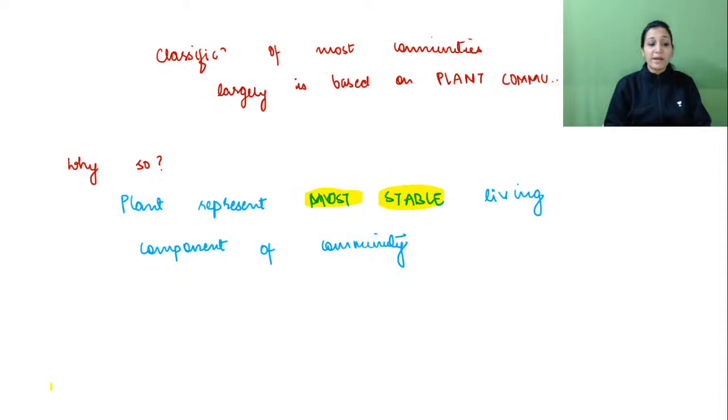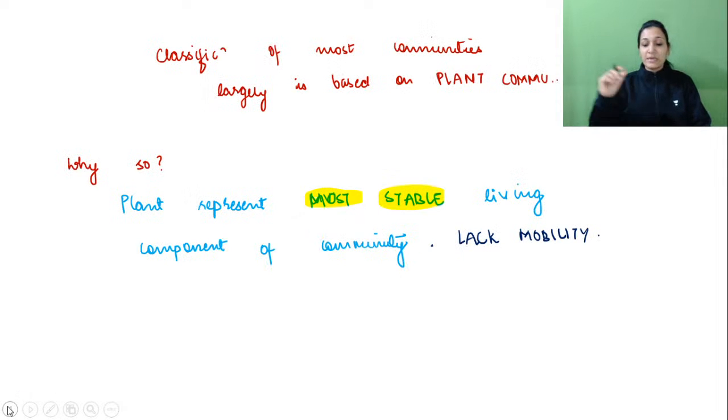Can you answer me? Why are they so stable? Is there a specific reason to it? Yes. Because they don't have mobility. They lack mobility. So what happens when they lack mobility? They must cope with the prevailing environment. They cannot run away. They have to be there. They have to cope in the prevailing environment, and therefore they are excellent indicators. If there is any change in the plant community, it indicates the type of environment it is living in.